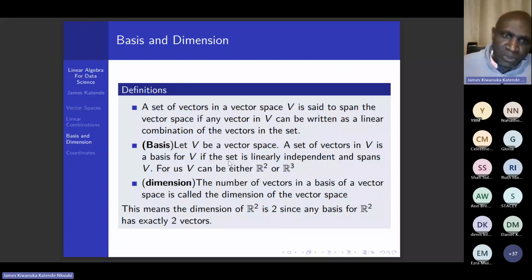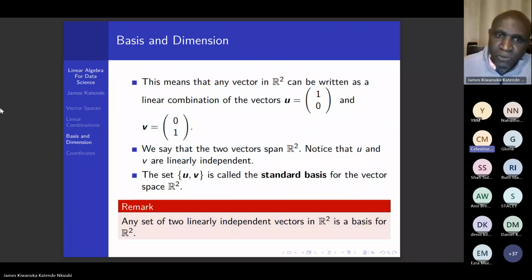So here's a list of definitions. The first one talks of a set of vectors in a given vector space. It is said to span the vector space if any vector in V can be written as a linear combination of the vectors in the set. Right? So back to my slide. We have said that these two vectors, U and V, they span R2 because any vector in R2 can be written as a linear combination of U and V. So that covers the spanning bit.